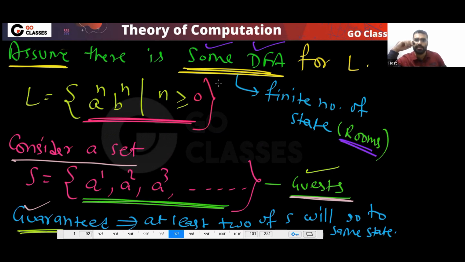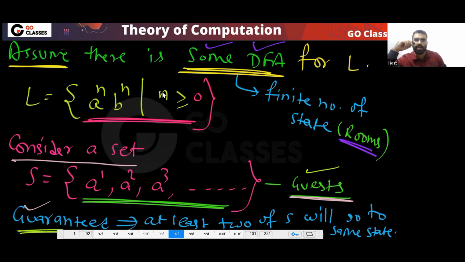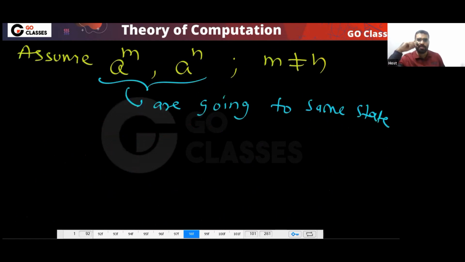Basically, there is no marriage hall that can accommodate these guests. There is no marriage hall which can accept this language. So this is the point. So is this template clear?